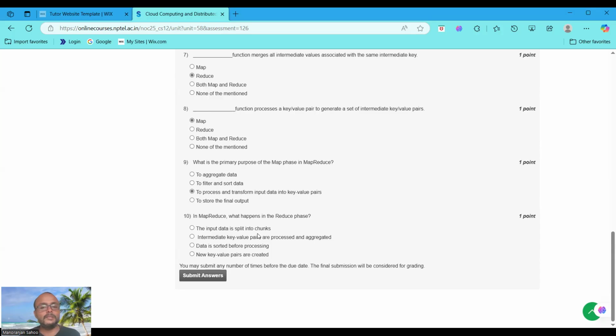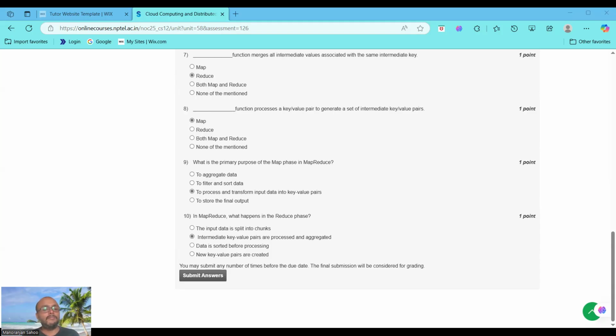Moving to the last question. In MapReduce, what happens in the reduce phase? The intermediate key value pairs are processed and aggregated. The reduce phase takes intermediate key value pairs, post shuffle or sort, and aggregates them, that is summing counts, to produce the final output. Got it?